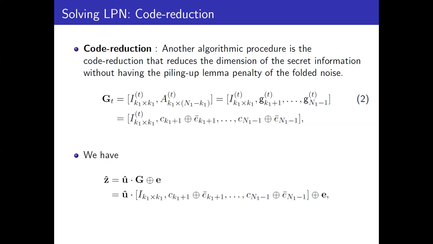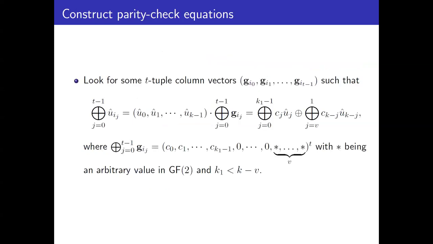And we look at another algorithm procedure, called induction, which reduces the dimension of the secret information without having the piling-up lemma penalty of the folding noise, precisely with the output of the BKW collision reduction. We have this matrix so that we can rewrite each column here as the sum of a codeword from some linear code and the noise vector. Then we can substitute this representation into the original equation and get the new representation of the keystream bits. And we look for some t-tuple of column vectors such that the XOR of them has a special structure here, where the star means an arbitrary value in GF(2), and k_y is less than this value.